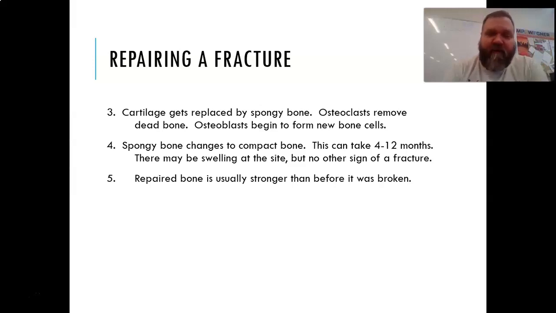Here's what's important. Repaired bone is usually stronger than it was before it was broken.